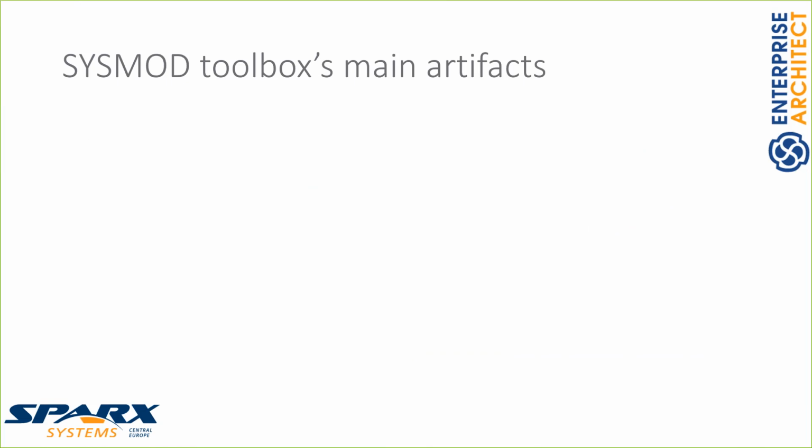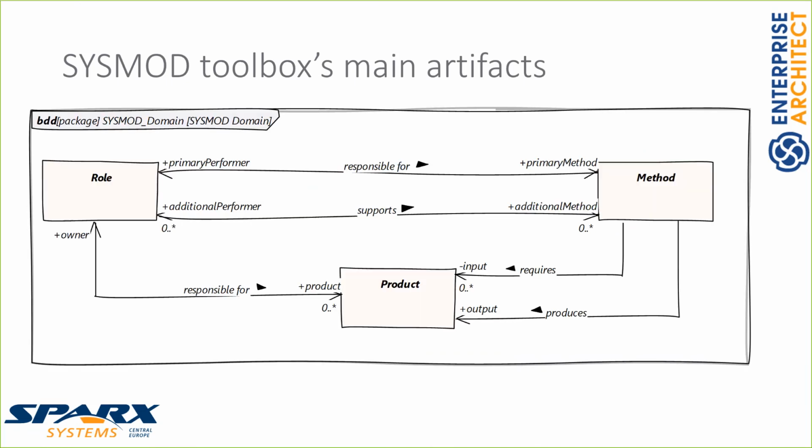The SysMOD toolbox consists of three main artifact kinds: product, method, and role. The SysMOD products are crucial artifacts of the system's development, like requirements or the architecture descriptions. The SysMOD methods are best practices on how to create a SysMOD product. The SysMOD roles are work descriptions of a person. A role is responsible for SysMOD products and a primary or additional performer of SysMOD methods.